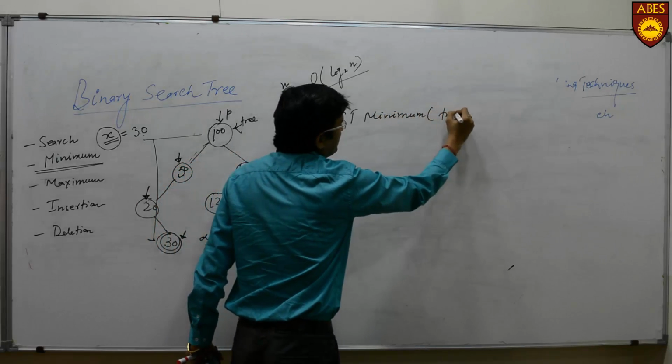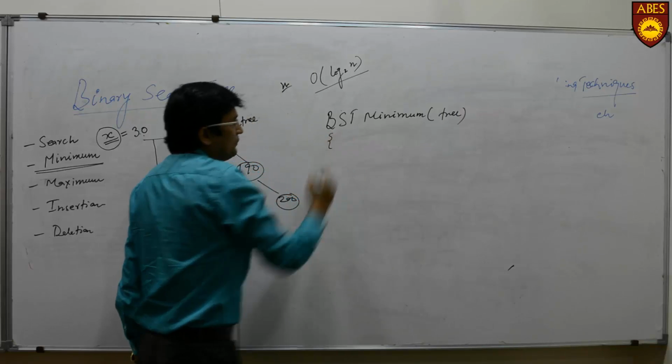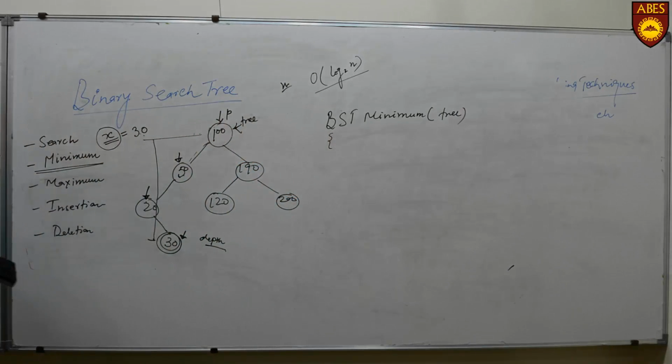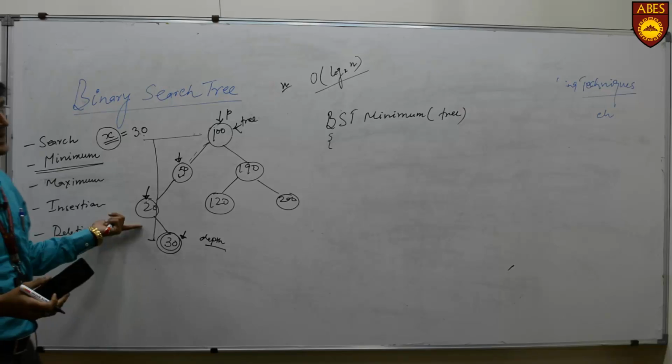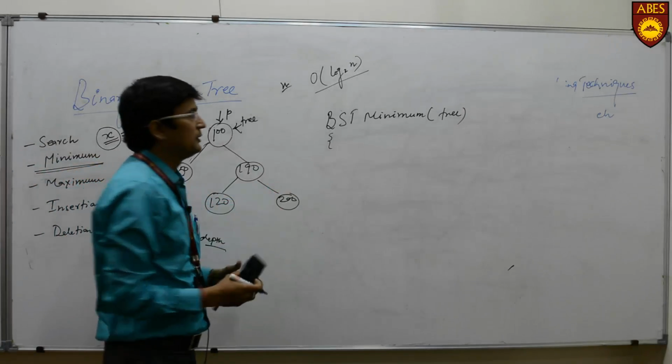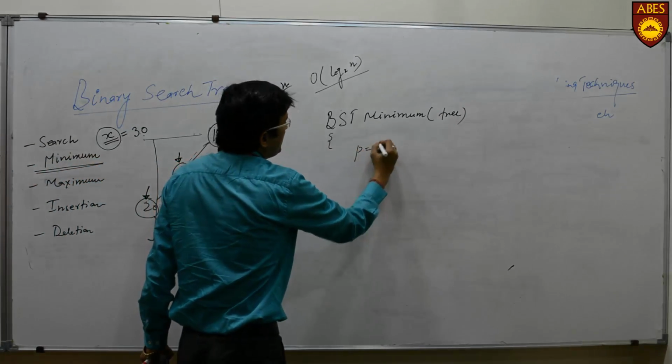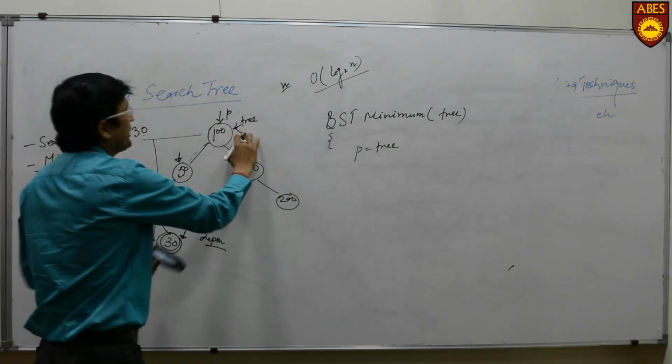Let's again say tree is the pointer to the root node. We will traverse the tree towards the extreme left, and the extreme left element will be the desired element, and we will return the pointer to that node. So we are taking P equals to tree. Wherever tree is, we take P there.